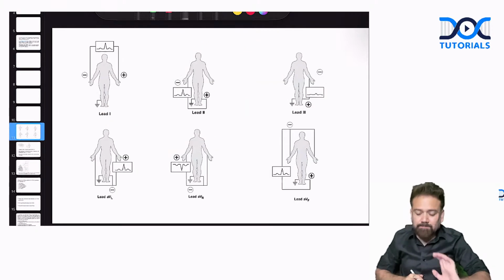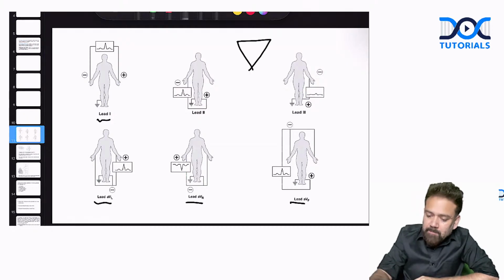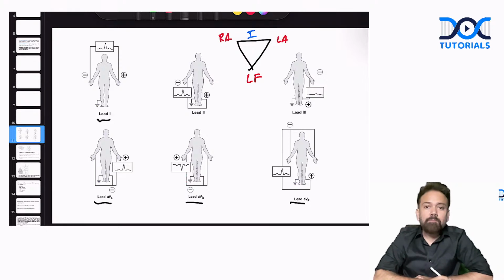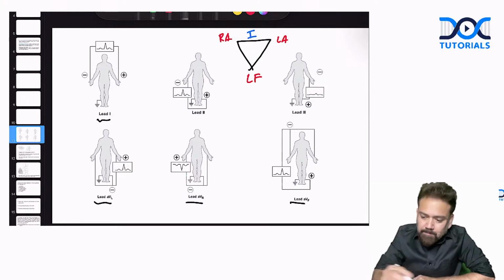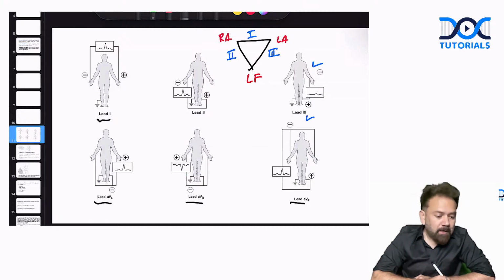Okay, now about the leads. Lead 1, lead 2, lead 3, lead AVL, AVR, AVF. What is lead 1? Suppose this is your left arm, this is your right arm, and this is your left foot. You can see here in this diagram, lead 1 is between left arm and right arm, isn't it? And lead 2 is between right arm and left foot. Lead 3 is between left arm and left foot. Clear? Lead 1, lead 2, lead 3.